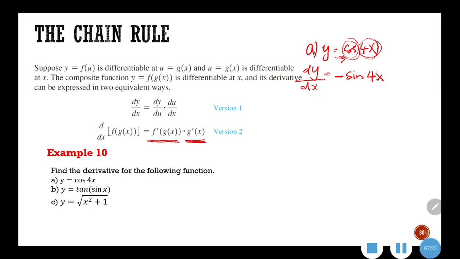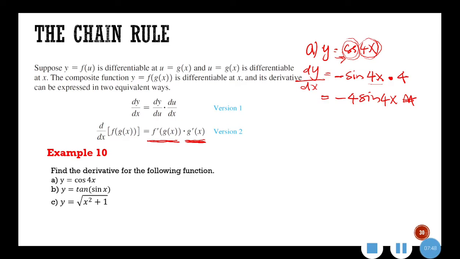You have to differentiate the inner function, which is 4x. So multiply with the derivative of 4x. Okay, differentiate 4x, you get 4. So you will get here negative 4 sin 4x. Okay. Which one is it? Version 1 or version 2?